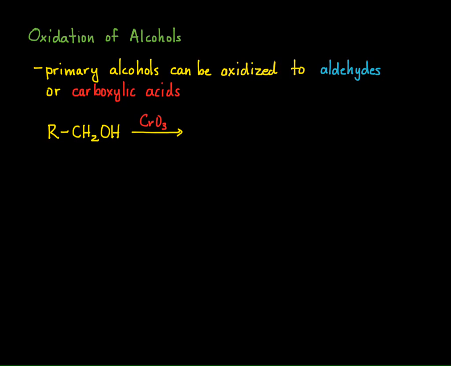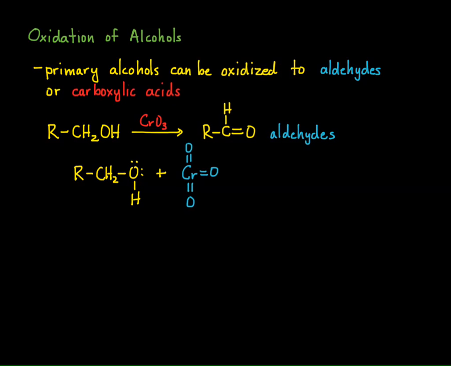Here I have a primary alcohol reacting with chromium trioxide, and you produce an aldehyde. So this is a great way of making aldehydes, right? And the mechanism of this is fairly straightforward. Chromium trioxide is a Lewis acid. The alcohol is a Lewis base. It donates a pair of electrons to the chromium, breaking that chromium-oxygen double bond. And the result is a Lewis acid-base complex, similar to what we've seen when we talked about electrophilic aromatic substitution reactions.